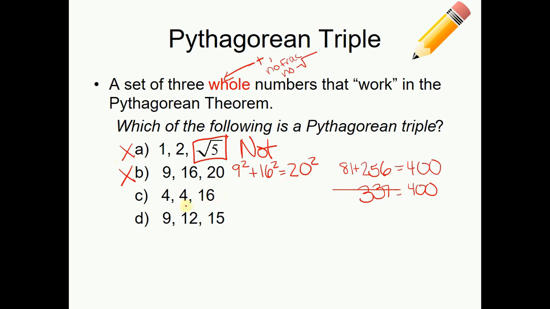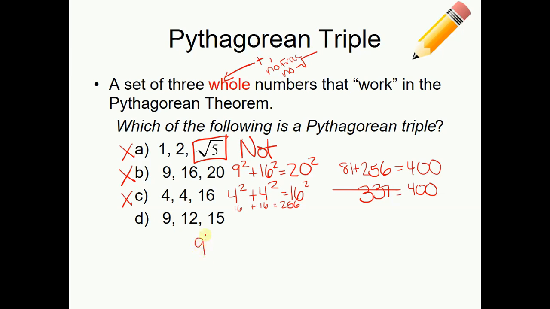Let's check the next one. 4, 4, and 16. So 4 squared plus 4 squared equals 16 squared. So I got 16 plus 16 equals 256. 32 equals 256. Not happening. Let's try D.